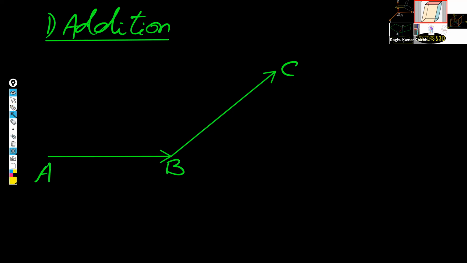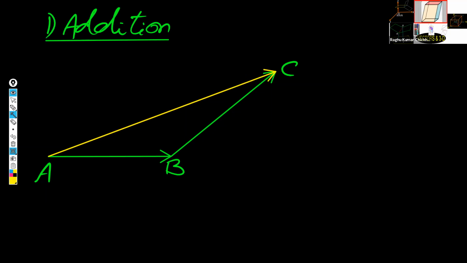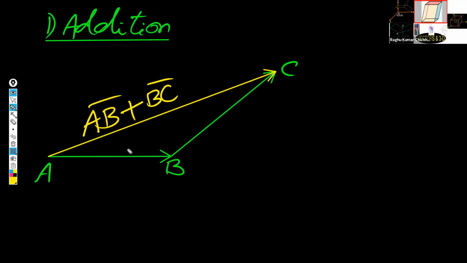What is the resultant direction? The resultant direction is nothing but AC. This is nothing but the triangle of addition. Now, in this case, we simply add these two. This is nothing but AC bar is equal to AB bar plus BC bar. So this is nothing but triangle of addition. So AC bar is equal to AB bar plus BC bar.